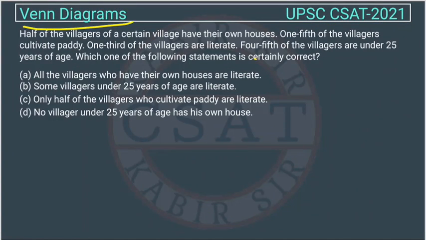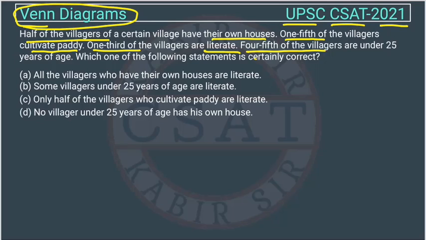This is a question of reasoning from Venn diagram asked by UPSC in their CSAT paper of 2021. Half of the villagers of a certain village have their own house. 1/5 of the villagers cultivate paddy. 1/3 of the villagers are literate. 4/5 of the villagers are under 25 years of age. Which one of the following statements is certainly correct, right?